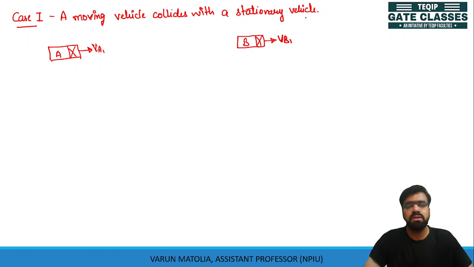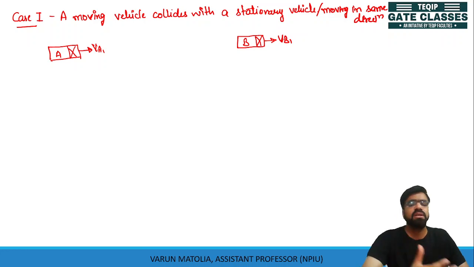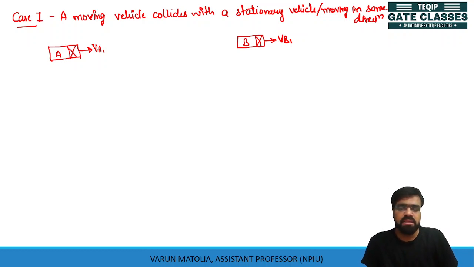We can take the same case: stationary vehicle, or the same vehicle moving in the same direction. So if it is stationary, we will call VB1 as 0. When this A vehicle sees that there is a slow moving vehicle or a stationary vehicle B, it will try to stop itself before colliding. So it will apply brake, and just before the collision it will be able to reduce its velocity to VA2.